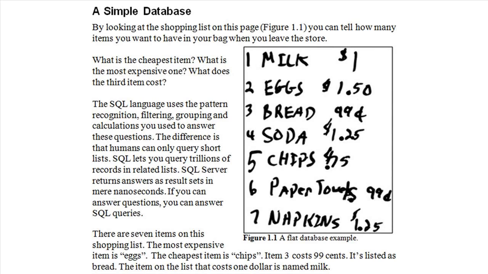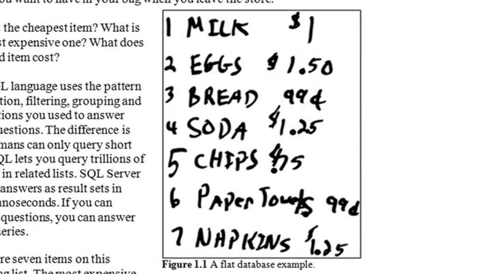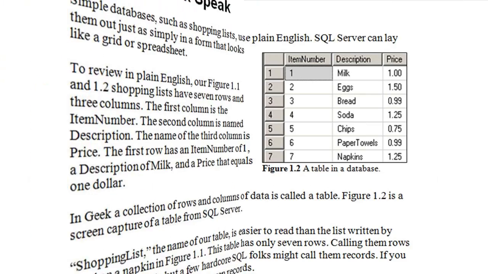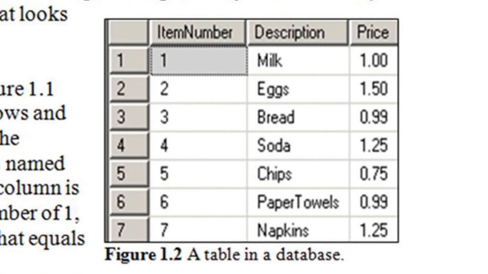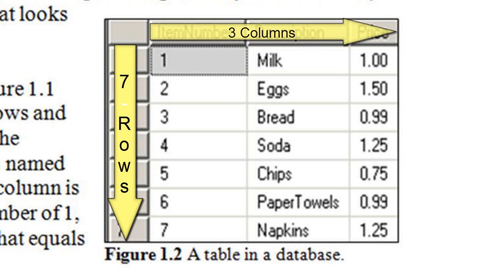In the first section of this chapter, we learn that databases come in all forms, including this shopping list that you see here. Whether or not you have the book, with this figure, we get to see what the exact same shopping list would look like if it was inside of a table in SQL Server. The Figure 1.2 shopping list has 7 rows and 3 columns.